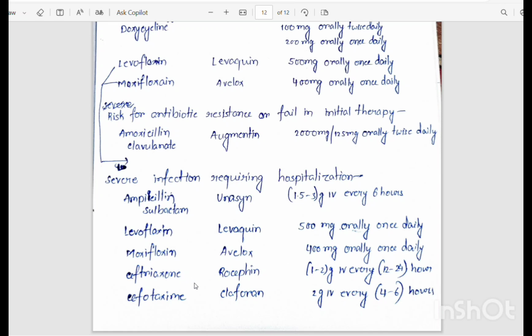And ceftriaxone, the brand name is Rocephin, 1 to 2 gram intravenous every 12 to 24 hours. And the last one is ceftazidime. The brand name is Claforan, 2 gram intravenously every 4 to 6 hours.